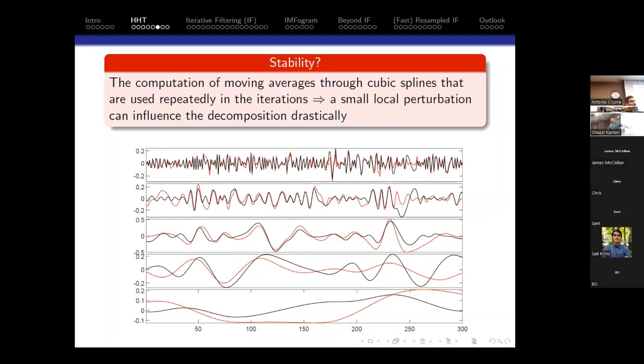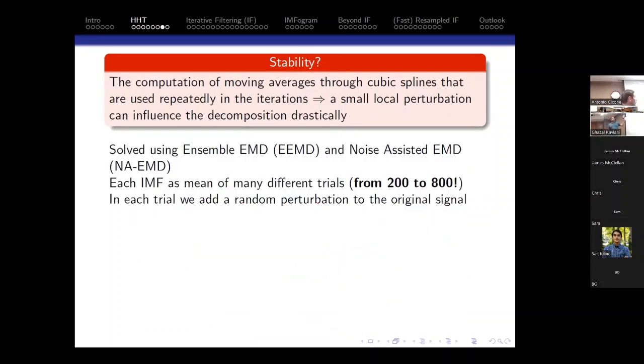So it's not doing what it should do. It is basically influenced by small perturbations. But this problem has been fixed in what is called ensemble or noise-assisted empirical mode decomposition. How do they do it? They take the original signal and produce an ensemble out of it. How? They add noise, hundreds of different realizations of white noise, producing hundreds of new signals. Then they decompose all of them and take an average decomposition out of it.